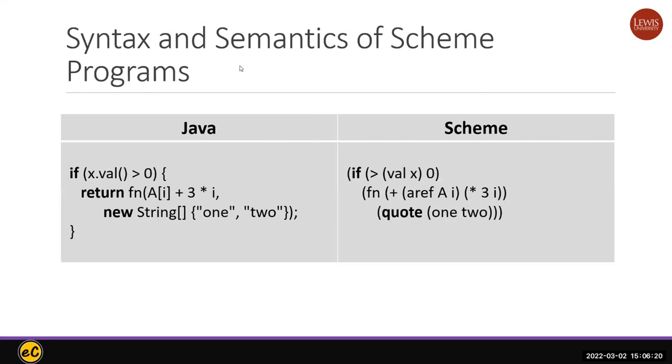Here we have a comparison between the syntax and semantics of a Scheme program. The left-hand side is the Java language. You have an if and then a Boolean expression: x value greater than 0, we return the function of a plus 3 times i, comma, and create a new array of strings. And in Scheme, you can do a similar thing and create a function.